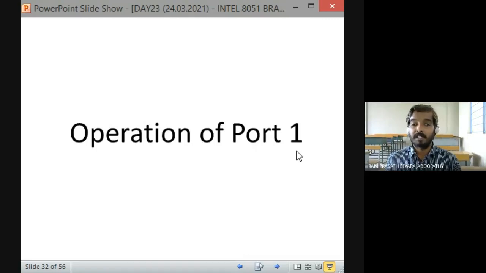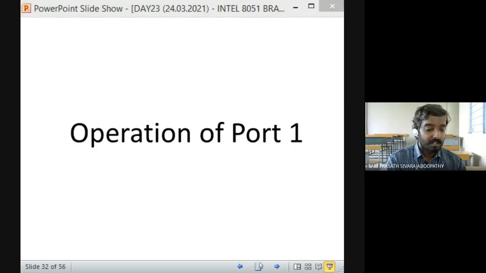If I am connecting an input device, what operation can we perform? Read operation. Very good. If I am connecting an output device to the port pin, yes, write operation. So we can write or we can read. There are two major operations. Apart from that, we have one more operation that we call read, modify, write.